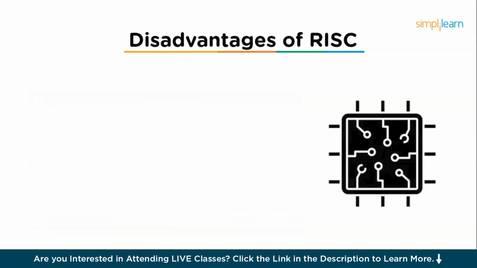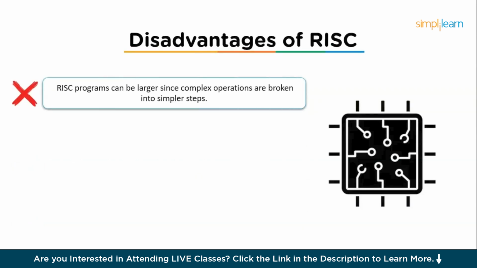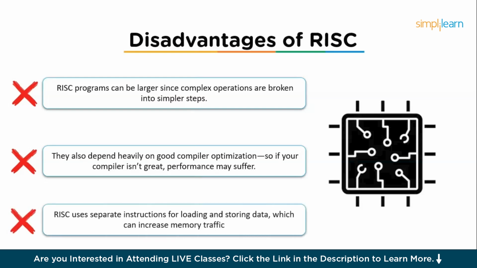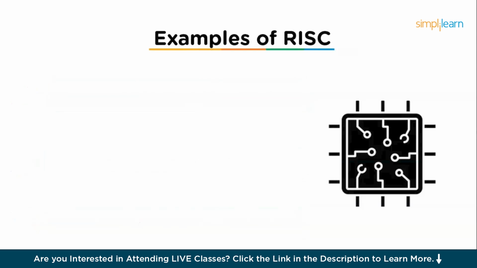Then let's understand the disadvantages of RISC. Programs can be larger since complex operations are broken into simpler steps. They also depend heavily on good compiler optimization, so if your compiler is not great, performance may suffer. And finally, RISC uses separate instructions for loading and storing data, which can increase the memory traffic. So let us now move on to the examples of RISC in action.